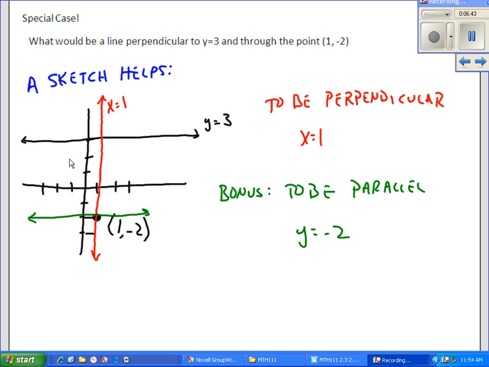So a vertical line is perpendicular to a horizontal line. And if that line's going to go through the point (1, -2), its equation is going to be x equals 1. So to be perpendicular, that would be x equals 1. And then just to throw in a bonus question, if you wanted a line to be parallel and going through that point, that would be the line y equals negative 2, the green line over here.